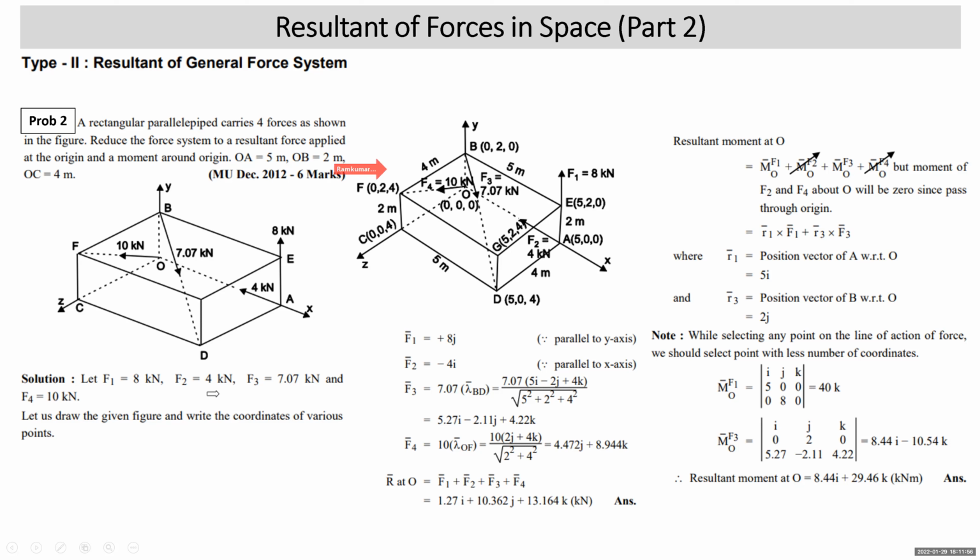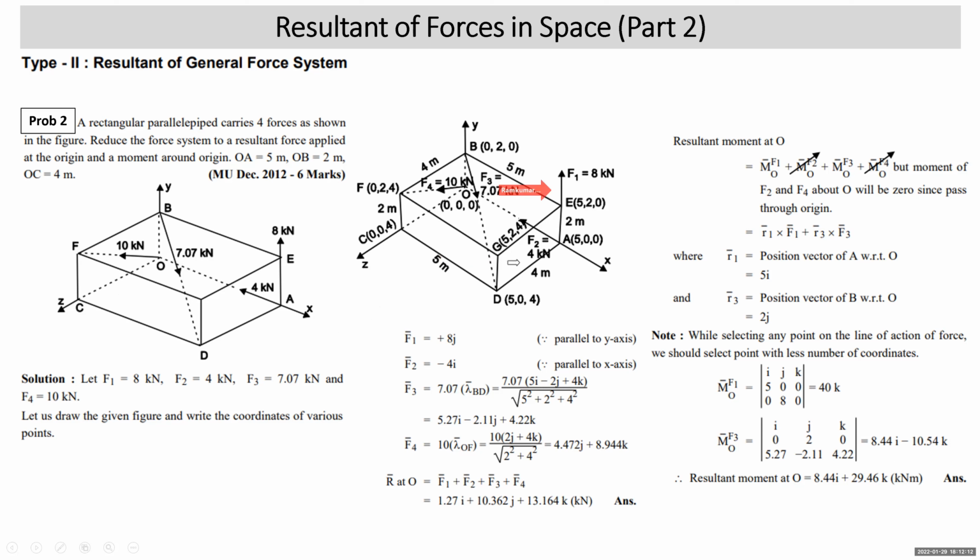Then we come to the coordinates of point G. Although we don't need it, coordinates of point G will be the 3 dimensions of the box: x coordinate 5, y coordinate 2, and z coordinate 4, so (5, 2, 4). Now we have to start writing the forces in vectorial form.